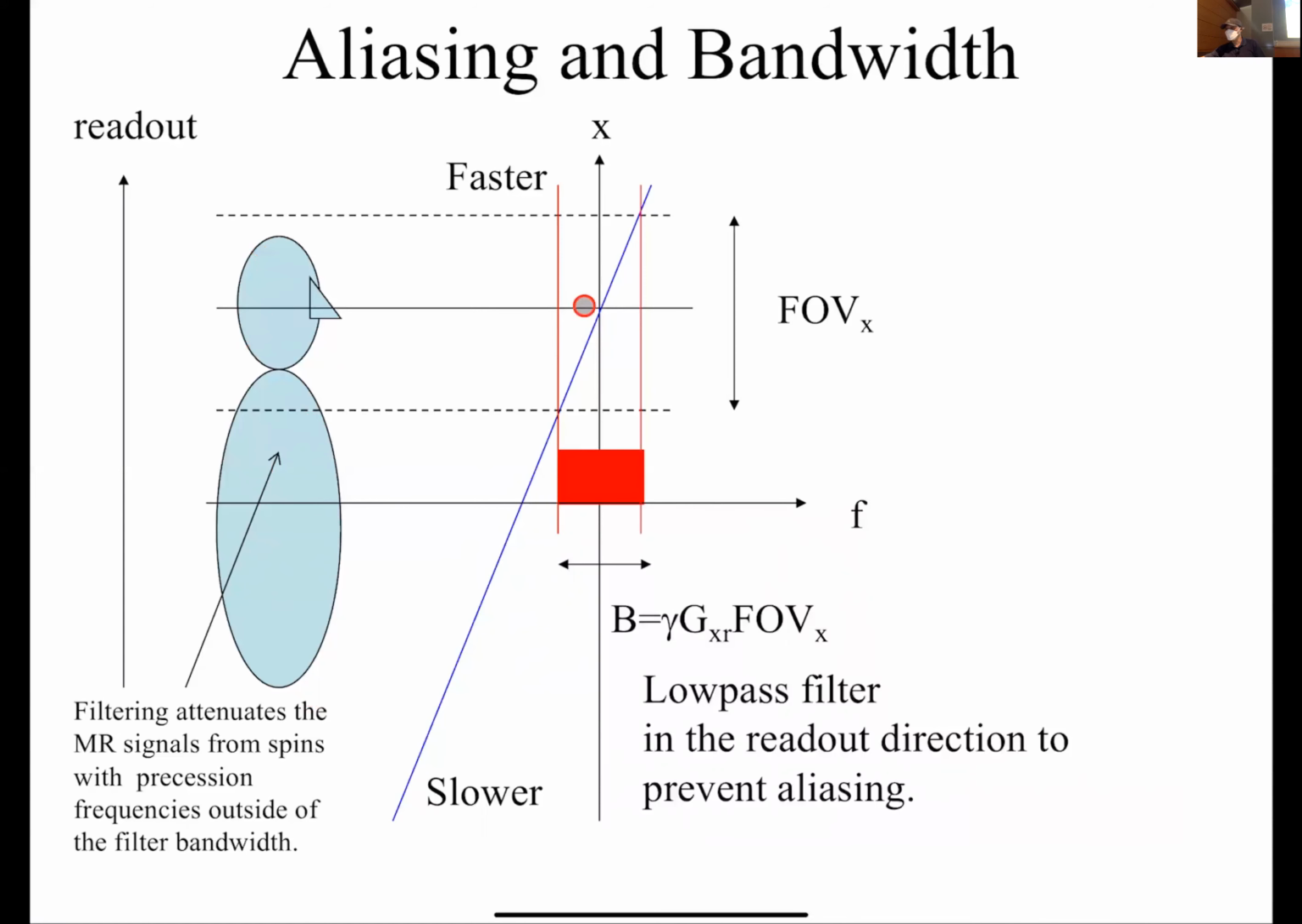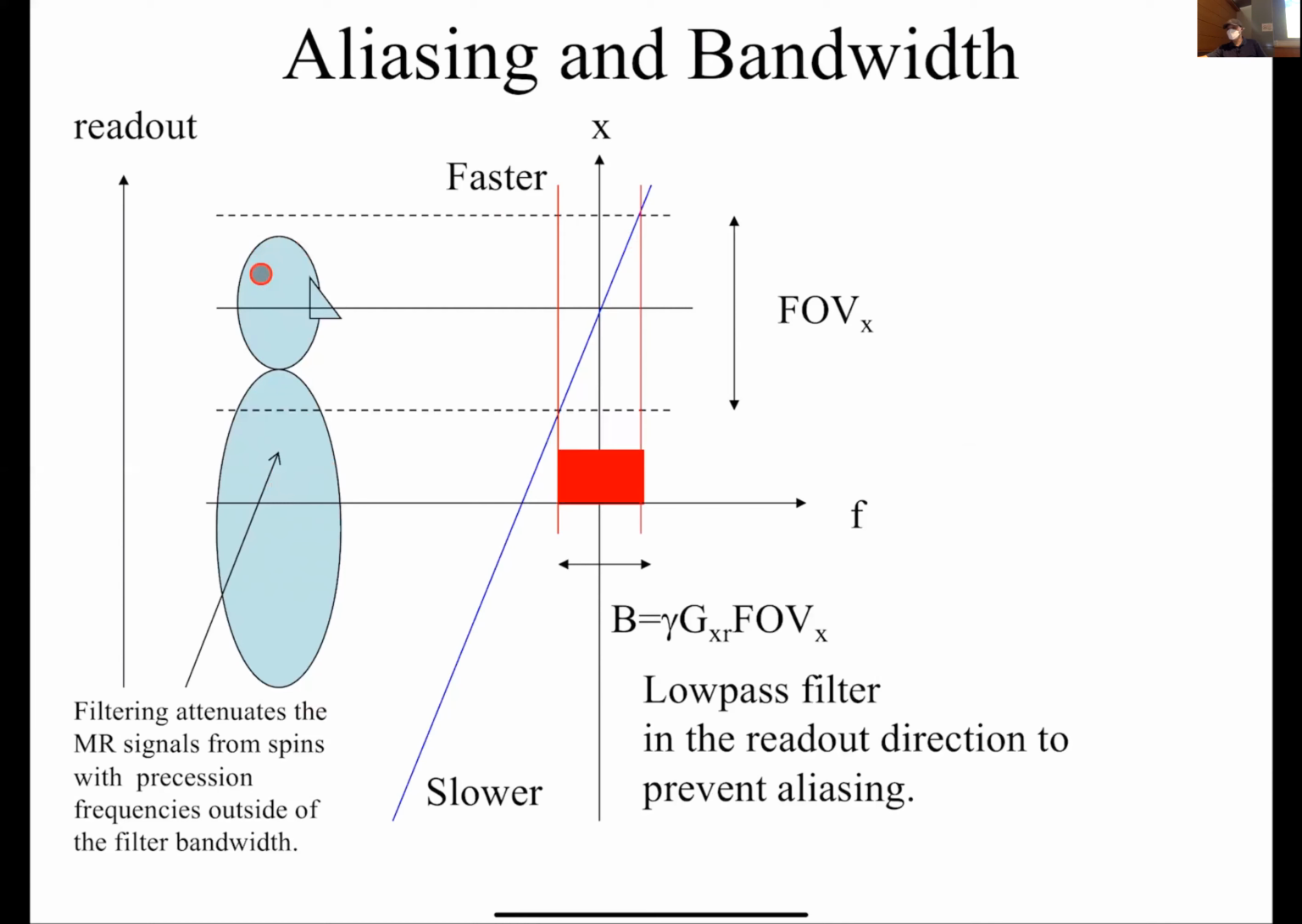When I apply this readout gradient, remember, a gradient makes protons at different locations spin at different resonance frequencies. So these are going to be spinning at some frequency, and if the gradient's positive, they'll be spinning faster. They'll be spinning slower, and these guys will be spinning really slow, because they're even in a part where the gradient is stronger in a negative direction.